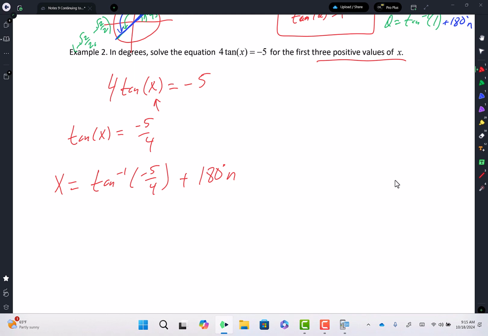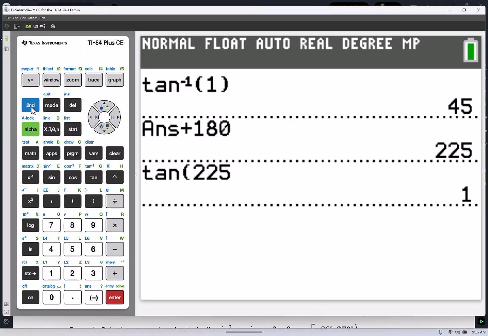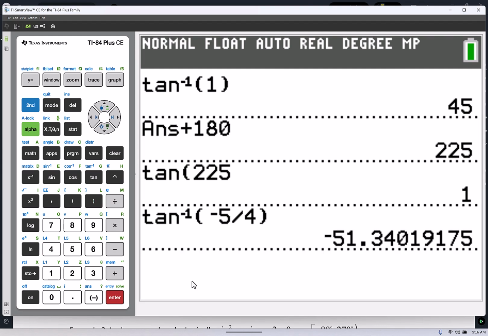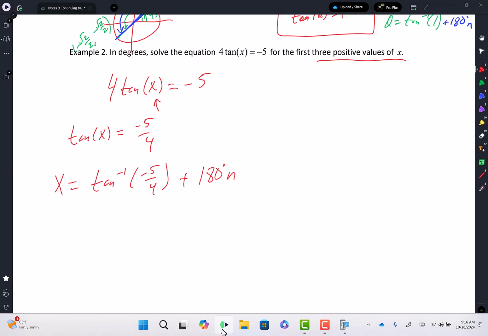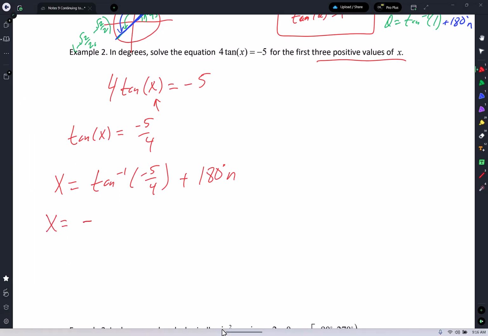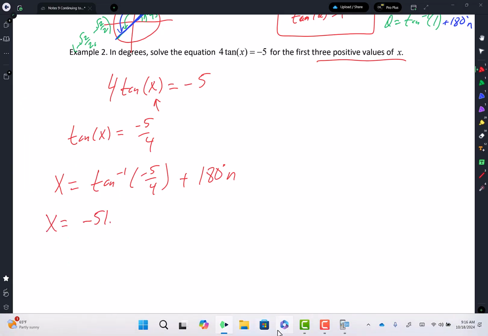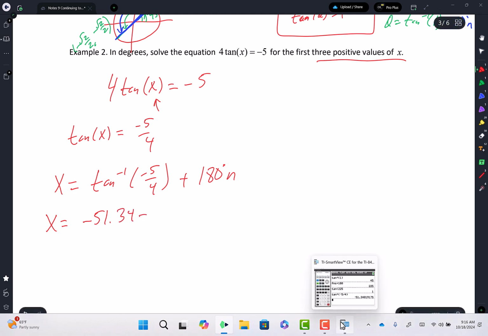Are we still cool? I take my calculator, and I'm going to go second arctan of negative 5/4, and I close a little degree, boom. So this is negative 51.340, that is a degree. So I'm going to say x equals negative 51 point, and I already forgot it. 3401.